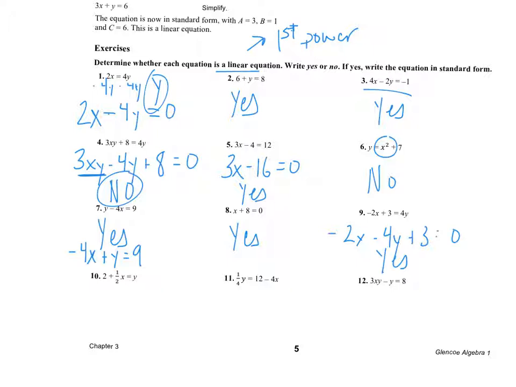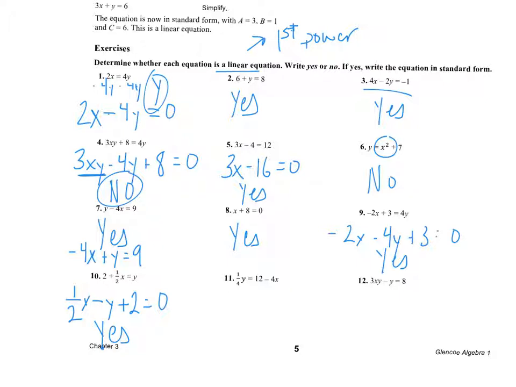Number 10, again, write this one in standard form. 1/2 x. We would subtract a y to move it to the left. Subtract y, plus 2 equals 0. This one is definitely linear. Alright, number 11.